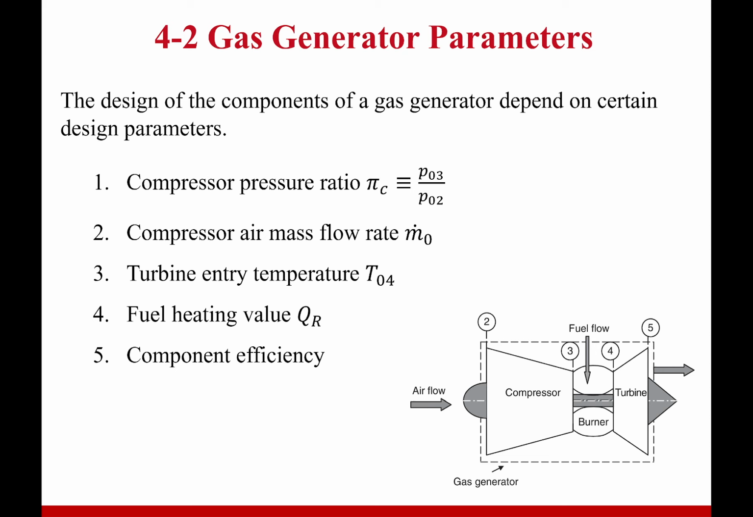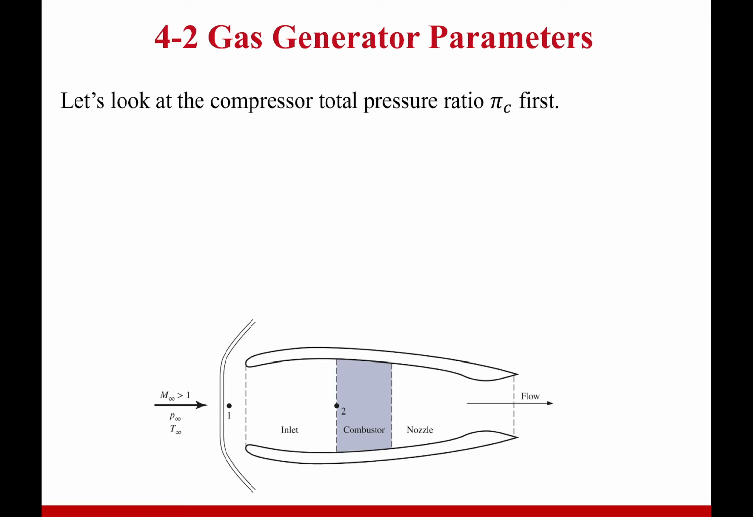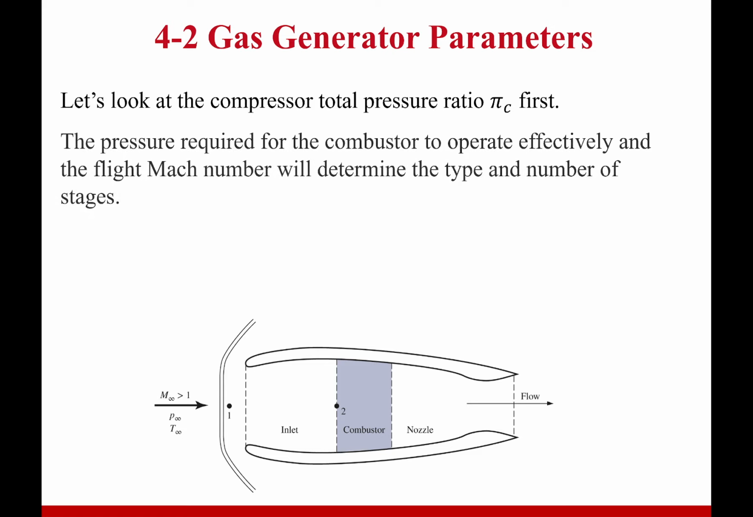And finally, how efficient are each of my components? Maybe I have to do 2 stages of compression and expansion, maybe just 1. It'll all depend on what I'm looking at for my individual system and also the Mach number I'm at. So let's really focus on a few of these, not all of them, just a few. And we'll see most of these as we go forward. Okay, so first off, let's look at the total pressure ratio.